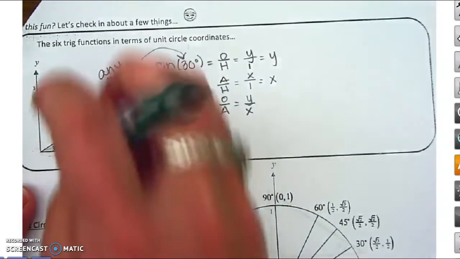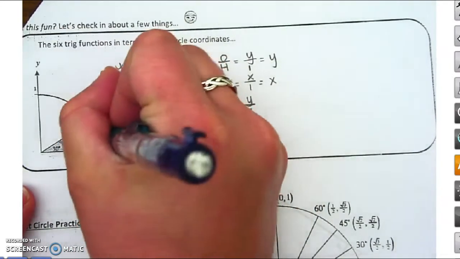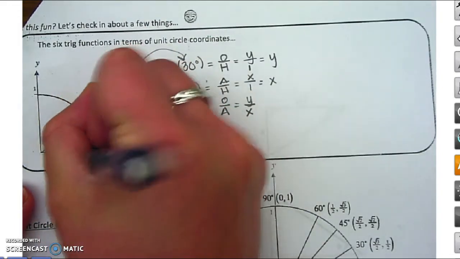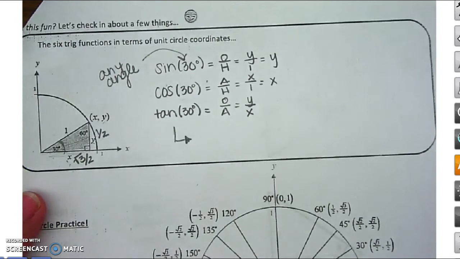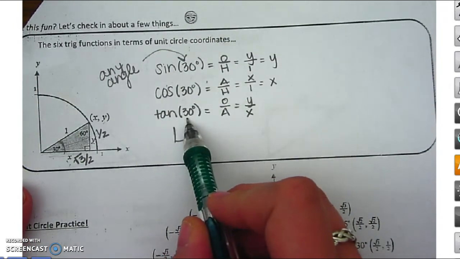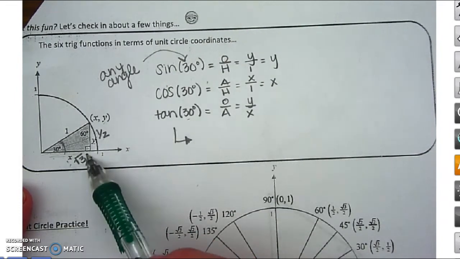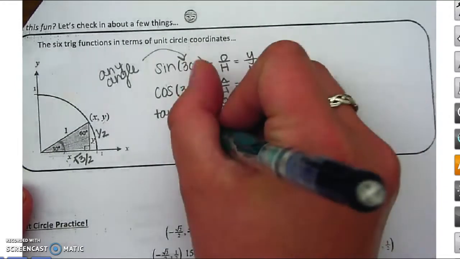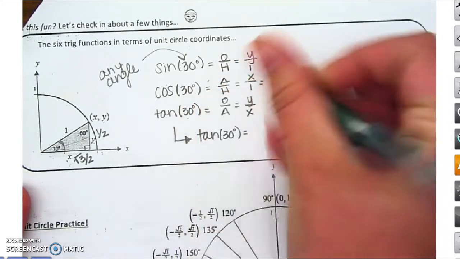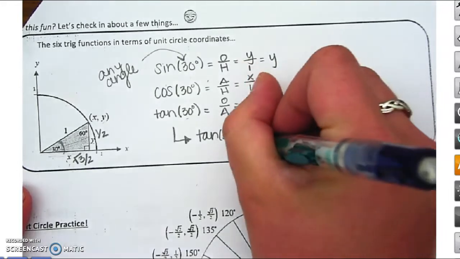Now in our 30, 60, 90 triangle on the unit circle, we know across from the 30 we would have 1/2, so that would be y. And across from the 60 we would have root 3 over 2, so that would be x. So if I were to ask you to figure out what tangent of 30 degrees is, we would plug in 1/2 for y and root 3 over 2 for x. So tan of 30 would be 1/2 over root 3 over 2.